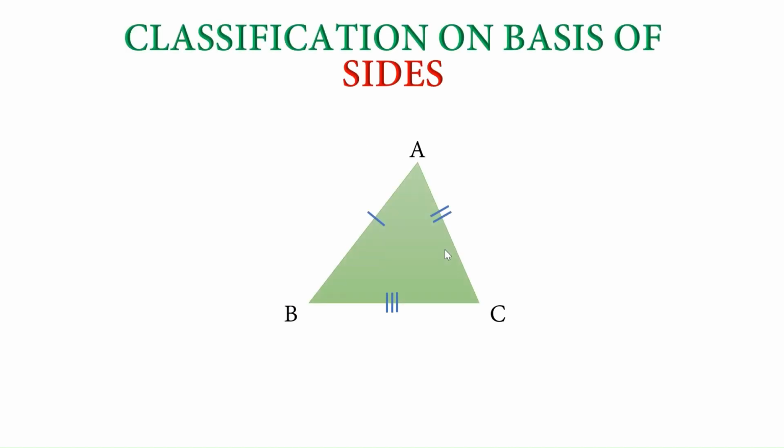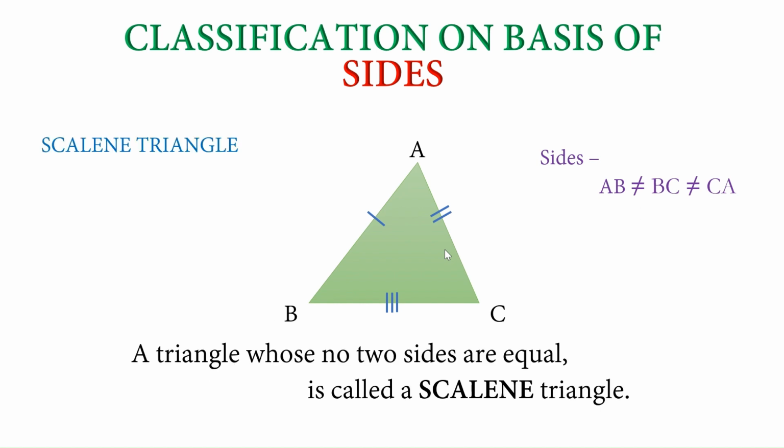Depending upon the length of sides, triangles are also classified into three different categories. When all sides are of different length, then it is called a scalene triangle. A triangle in which no two sides are equal is called a scalene triangle.